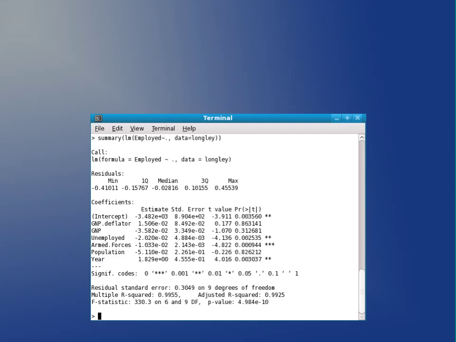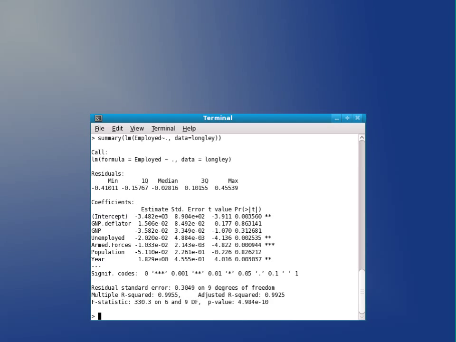I just say summary lm employed twiddle dot. The data is the Longley data. And we end up with some variables significant and some not. Population is not significant, nor is GNP, which already should raise eyebrows. When GDP is higher, when more people have jobs, why is that not associated with employment?